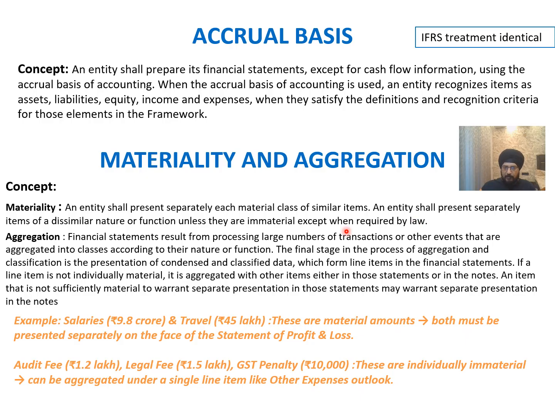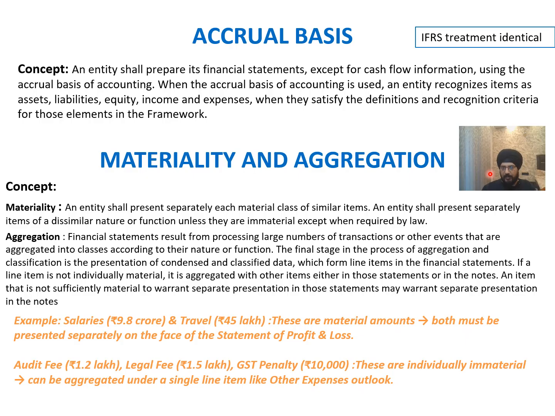Coming to the next concept of materiality and aggregation. An entity shall present separately each material class of items. Which means that an item is material if the absence of that disclosure impacts the decision that needs to be taken by the stakeholders. Those are constituted as material, and every material item needs to be disclosed separately. It cannot be clubbed with any other item. All material items need to be shown separately.